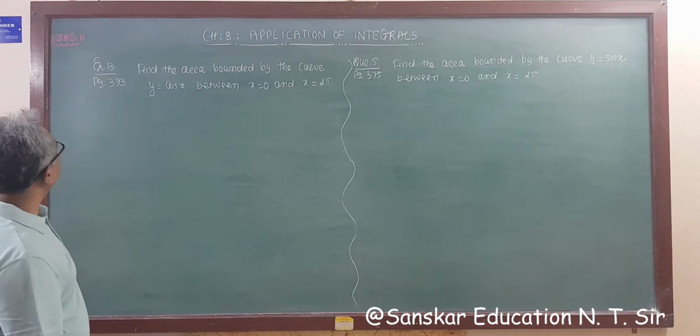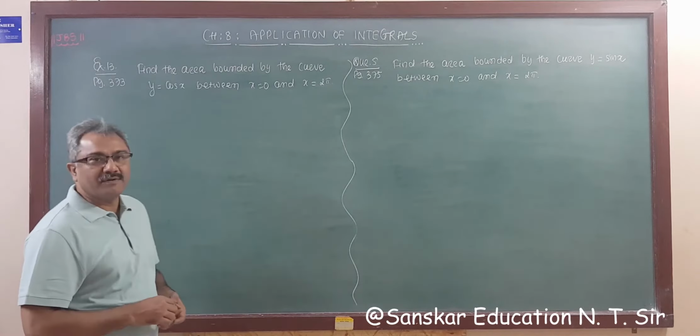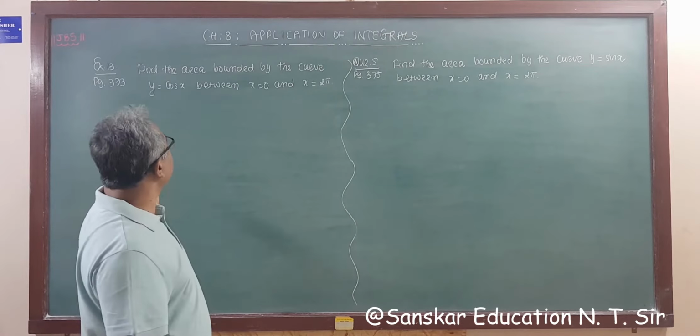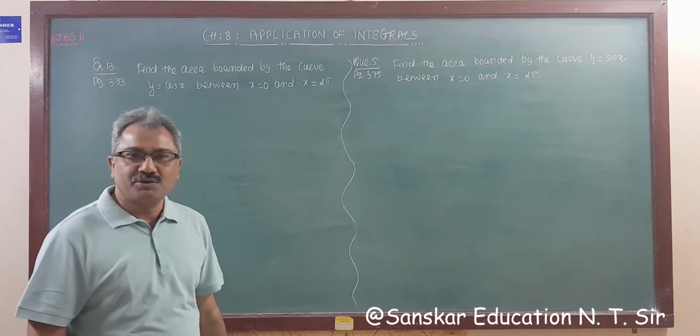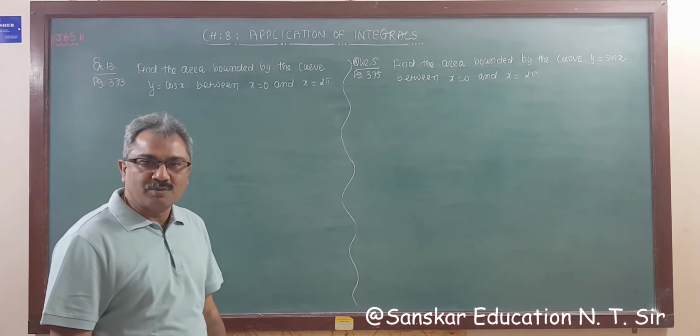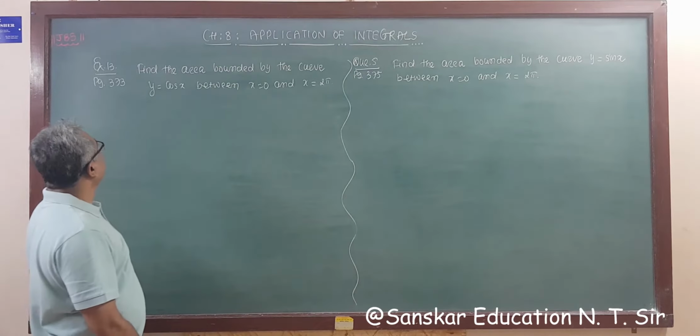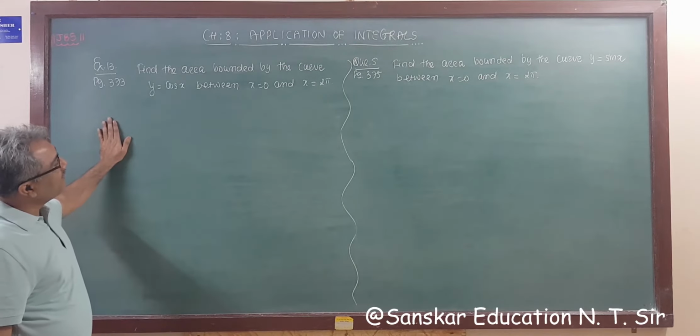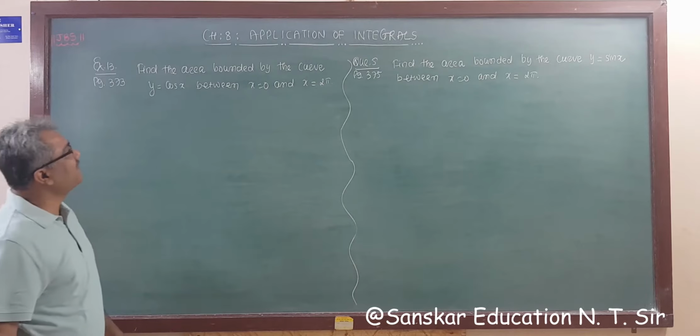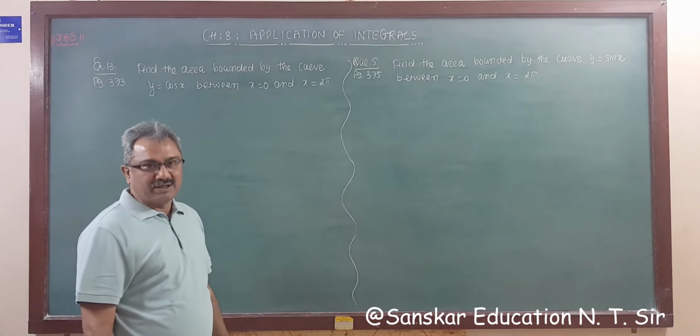So today we are going to solve example number 13 and question number 5, and both questions are very important for MCQ, as well as for 2 marks. Given that, find the area bounded by the curve y is equal to cos x between x equal to 0 and x equal to pi.